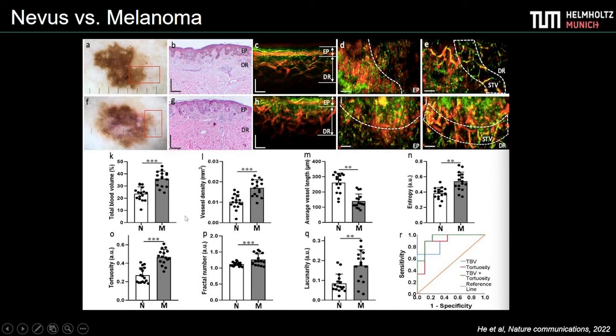If you compare these two groups, we see clear differences, for example, in terms of total blood volume, vessel density, tortuosity, fractal dimension, and lacunarity. All these features can be used to characterize the density and complexity of the vascular network. We see a very obvious difference between these two groups. So this suggests a potential: by resolving the vasculature of the melanoma, it can help to detect melanoma non-invasively.